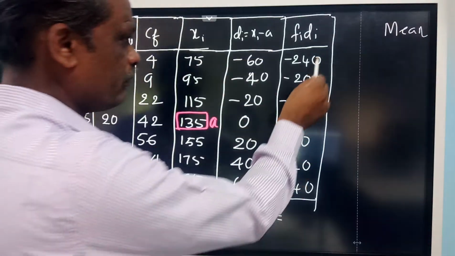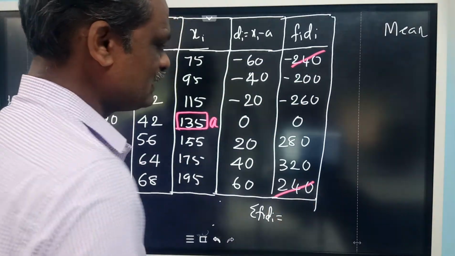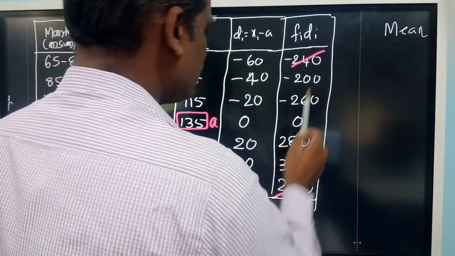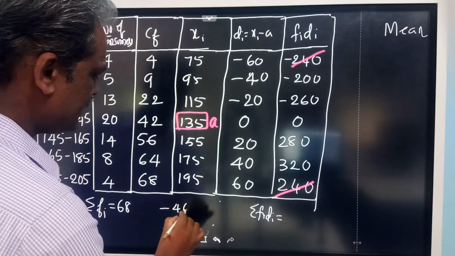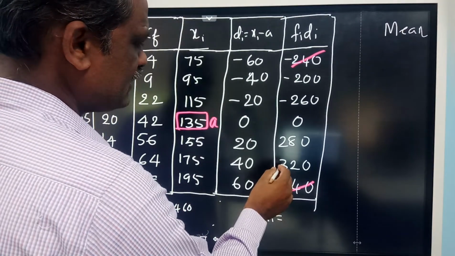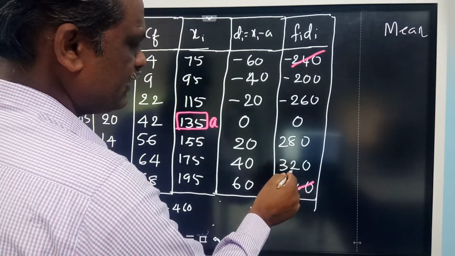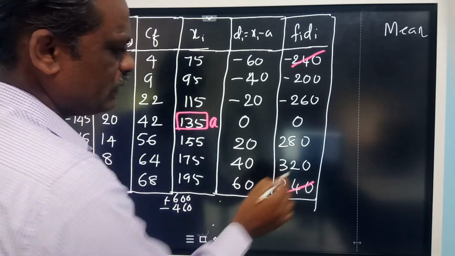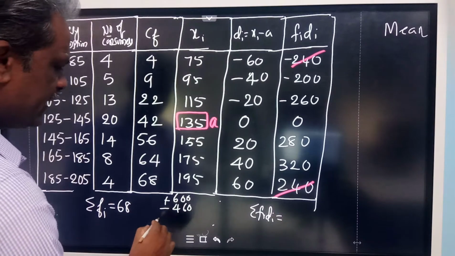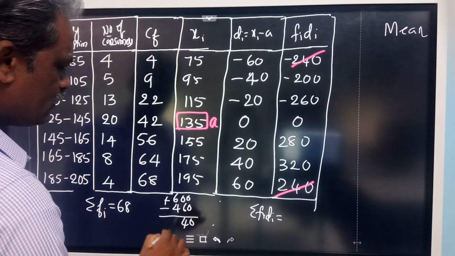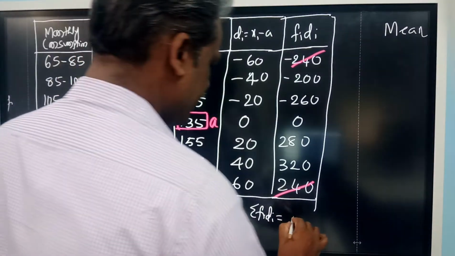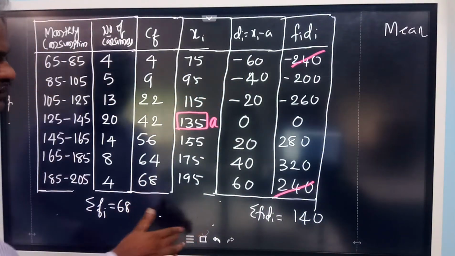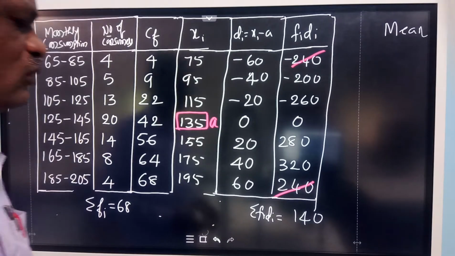Minus 240 and plus 240 cancel. Now you can find the sum of the negative numbers: minus 200 and minus 260, hmm, minus 460. The positive numbers: 280 plus 320, it is 600. Subtracting, 600 minus 460, you are getting plus 140 as sigma fi di. So the sum of fi di is 140.